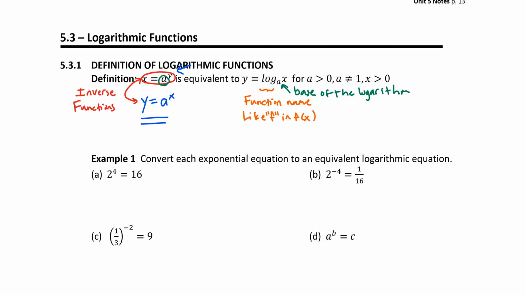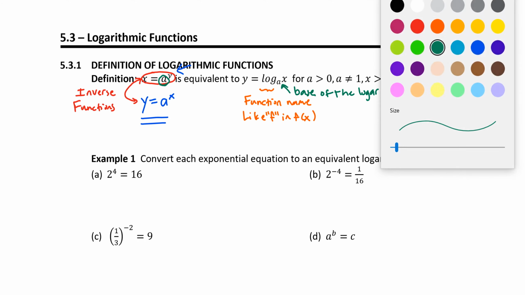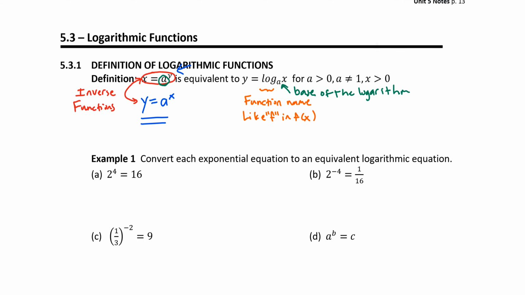Notice the restrictions on a, that a has to be greater than 0 and a is not equal to 1, are the same restrictions that we applied to the base when we defined exponential functions. And then the last part of our logarithmic expression here is the x. X is the argument of the function, or the argument of the logarithm. So it's like the x in f of x. That's what we're plugging into the function.